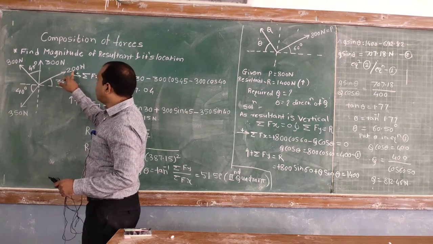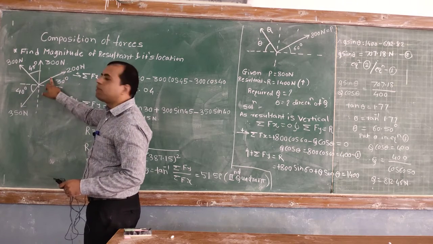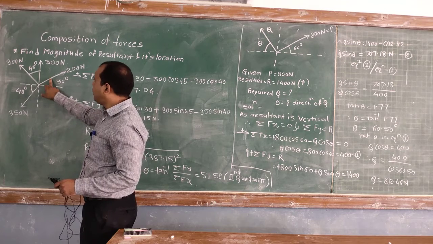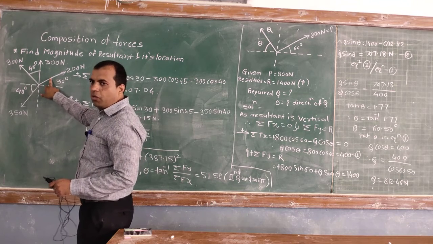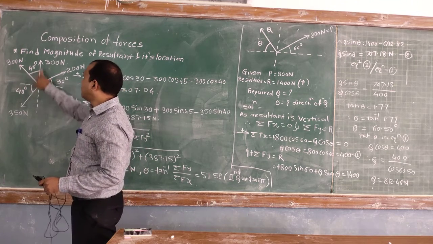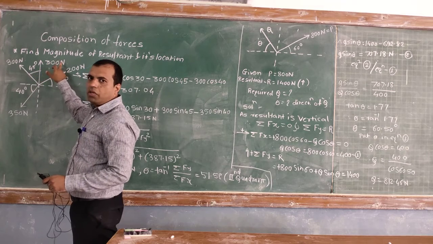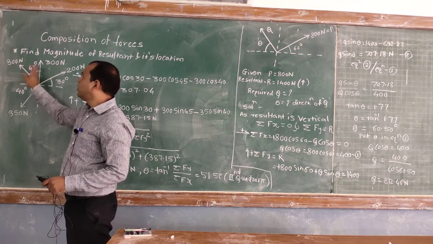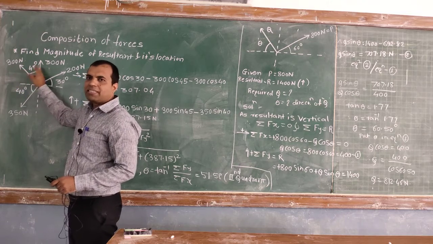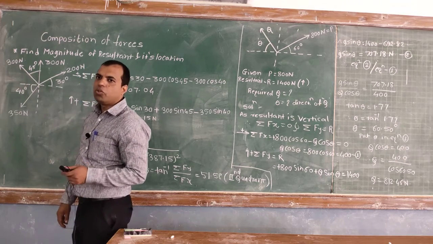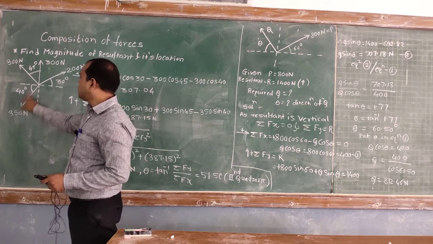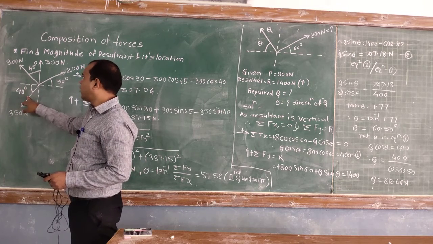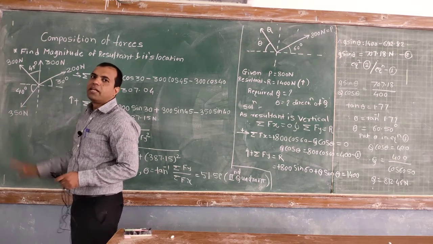First force is 200 Newton, which makes an angle of 30 degrees with respect to the positive x direction, given in counterclockwise sense. Then the second force is 300 Newton, which is vertically upward. The third force is 300 Newton in the second quadrant, making an angle of 45 degrees with the positive y direction, and another force is 350 Newton, making an angle of 40 degrees, in the third quadrant.